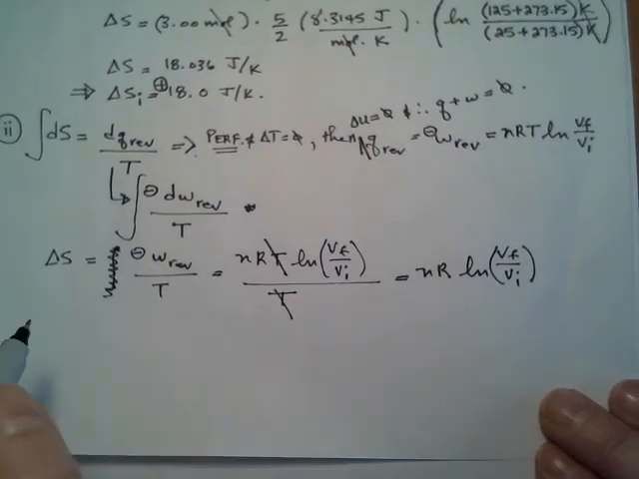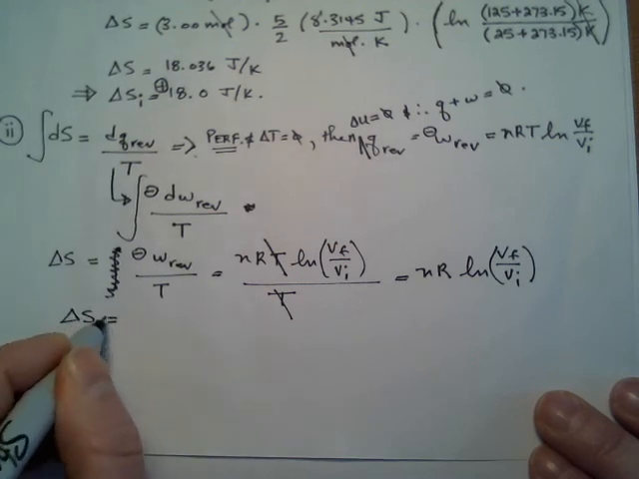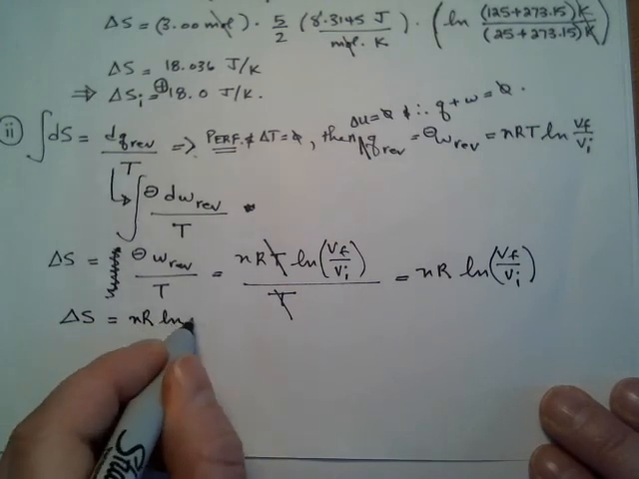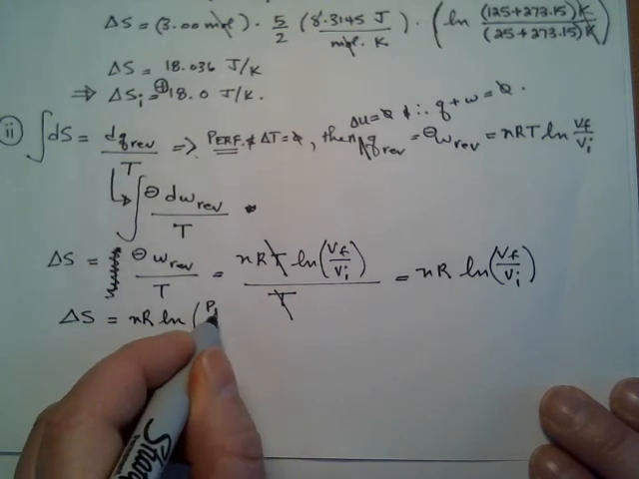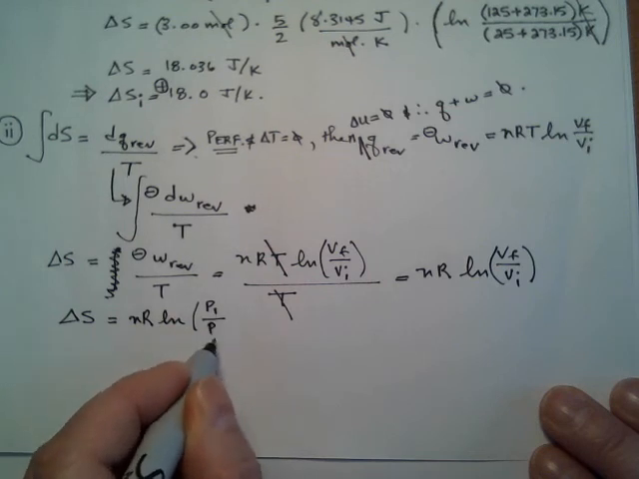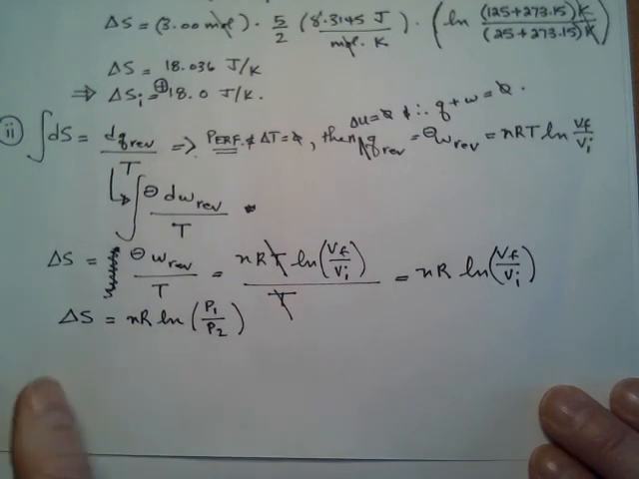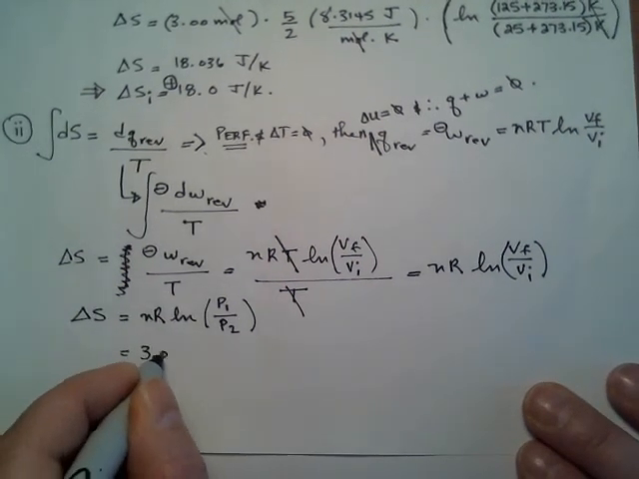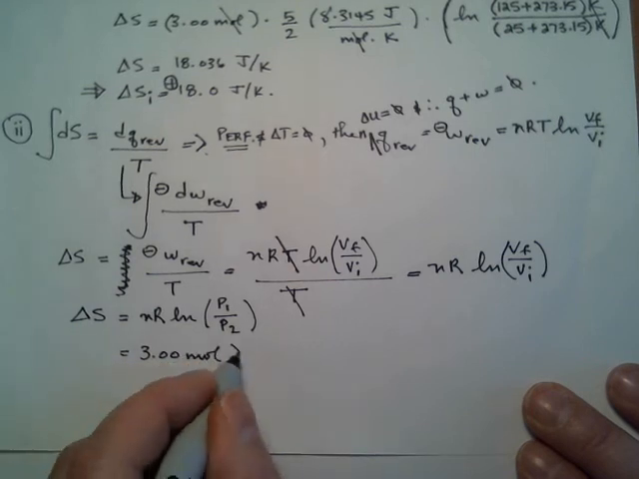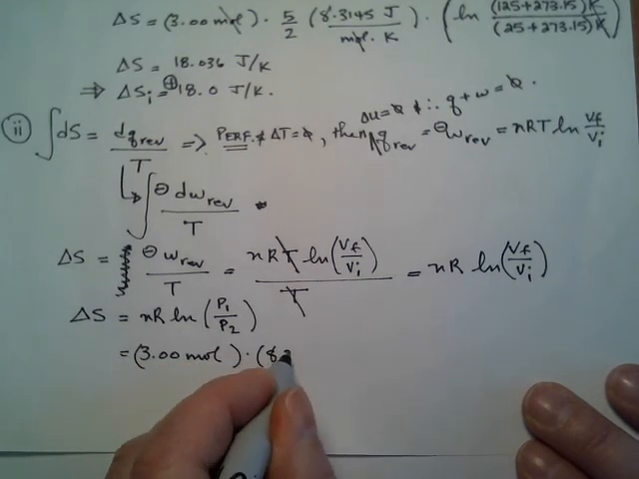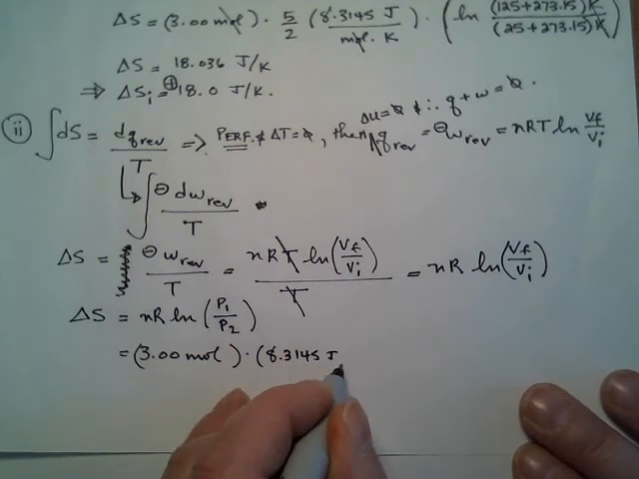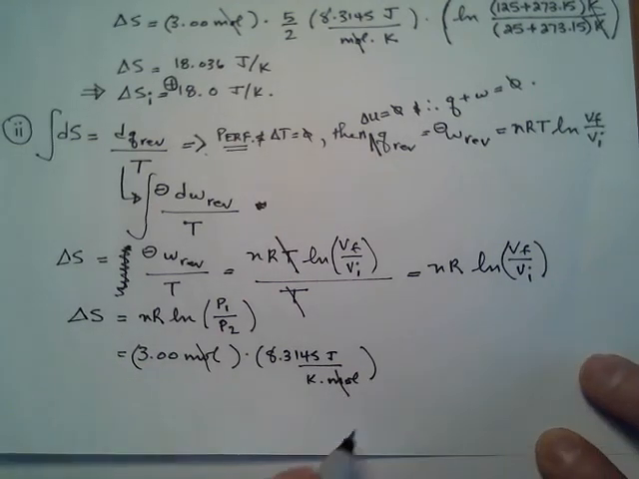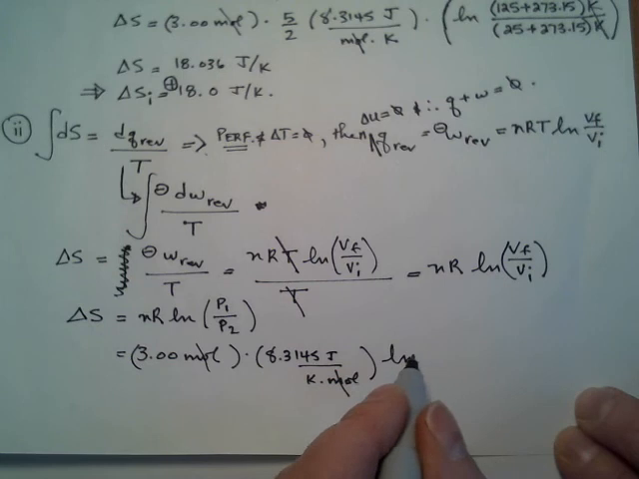Okay, so my delta S is equal to nR ln of P initial over P final. I'm going to use 1s and 2s to correspond with the labels I gave above. And here we go, 3 moles. The R, 8.3145 joule per kelvin mole. And I see right away my units of joule per Kelvin are going to come out because the rest of this is unitless.